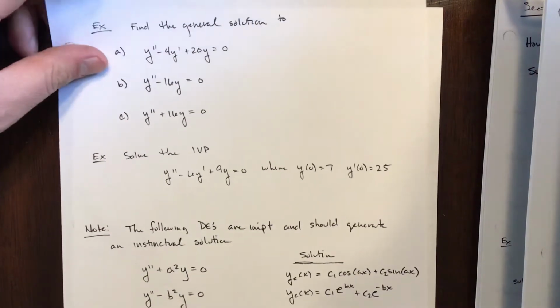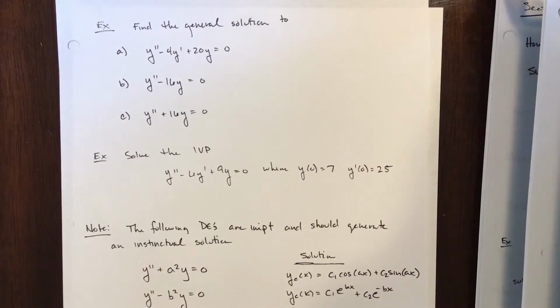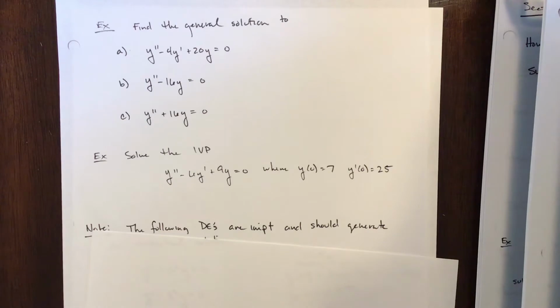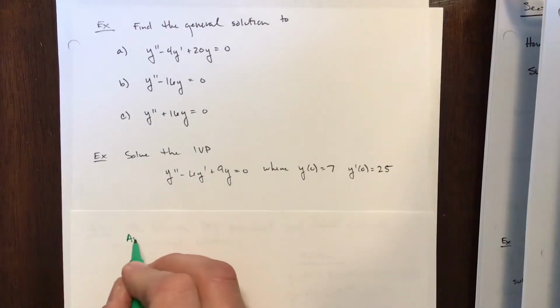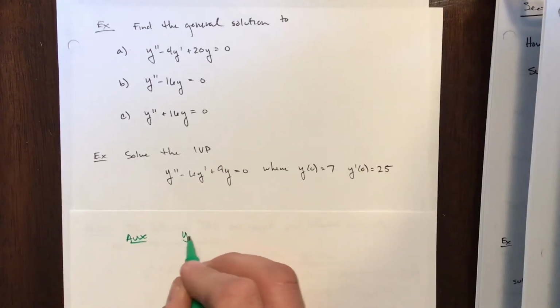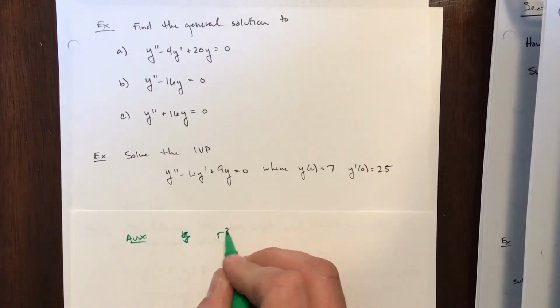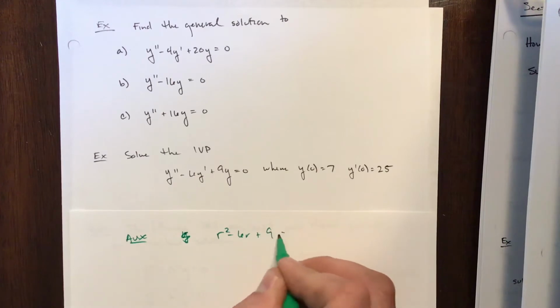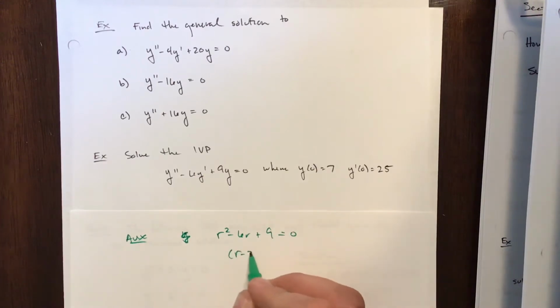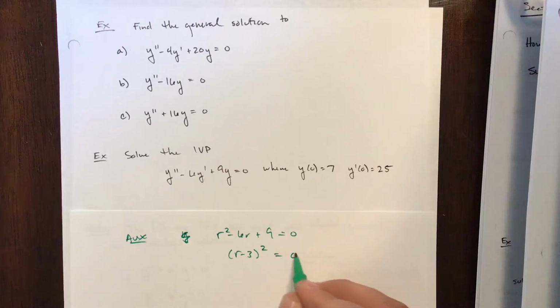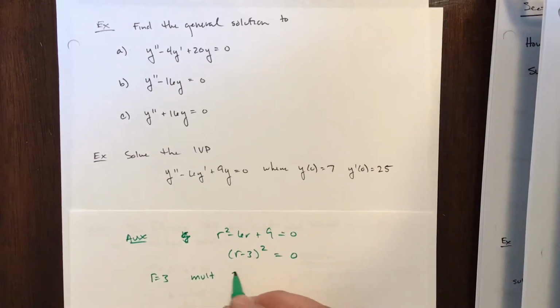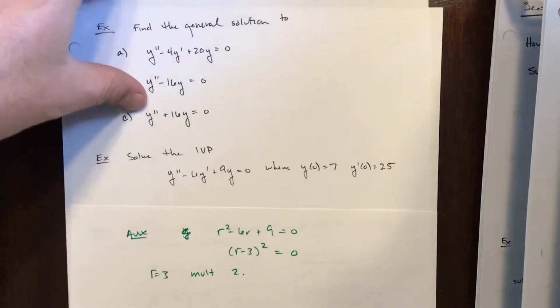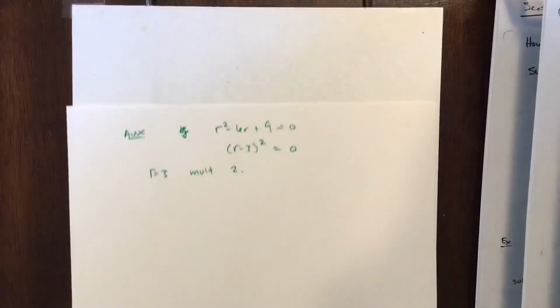So, the last problem we're going to look at is the initial value problem y double prime minus 6y prime plus 9y equals 0. Okay, so we go straight to our auxiliary polynomial. Our auxiliary polynomial is r squared minus 6r plus 9 equals 0. So that obviously factors to (r minus 3) squared. So r equals 3 has multiplicity 2. Okay, so what does that mean? We have a repeated real root.